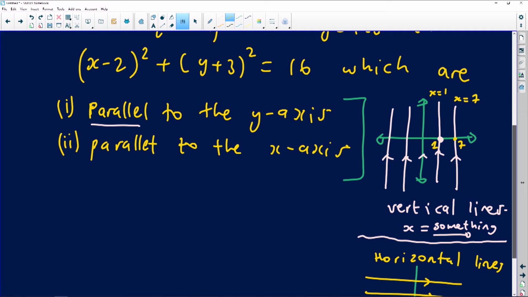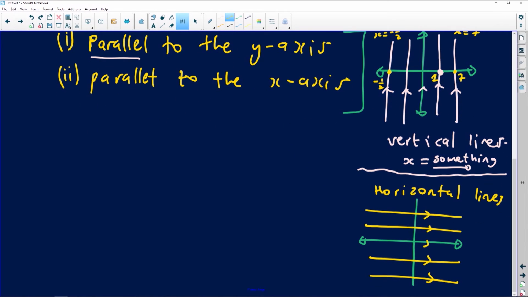If the far left white line was passing here at, of course it's negative, so maybe let's just say it was negative 1 over 2, its equation is going to be x equals negative 1 over 2. Any line that is a vertical line will always have the equation x equals something. Keep that in mind. Now for the horizontal lines.